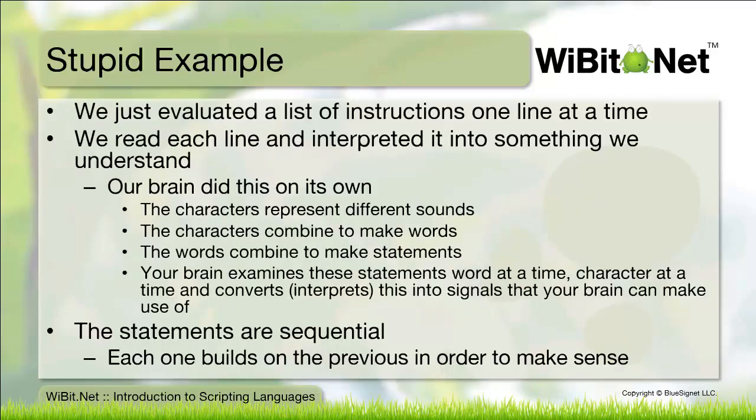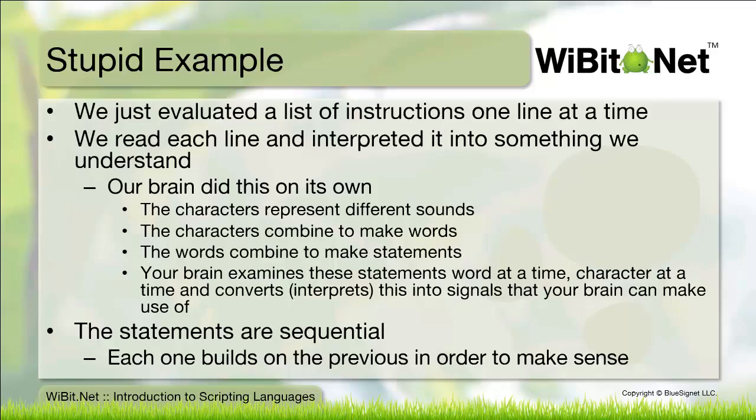Again, let's evaluate this. Let's really think about this. We just evaluated a list of instructions one line at a time. So we read each line and we interpret it into something that we understand. So we take this out of a computer context and put this inside of our daily lives. Our brain was able to do all this without us doing much thinking. So the characters in those sentences represent different sounds, and our brain is able to take those sounds and make words of them, and then a combination of those words makes a statement.